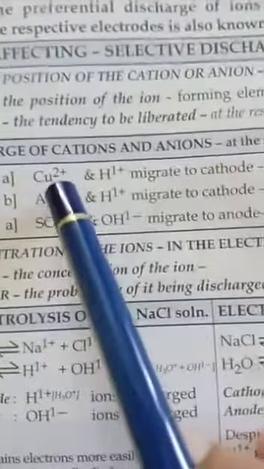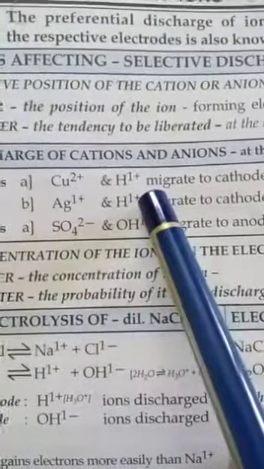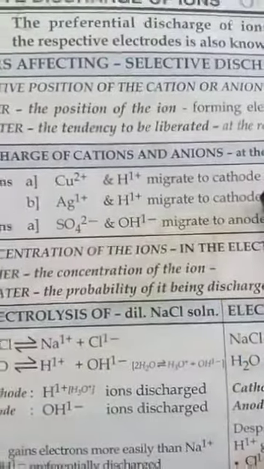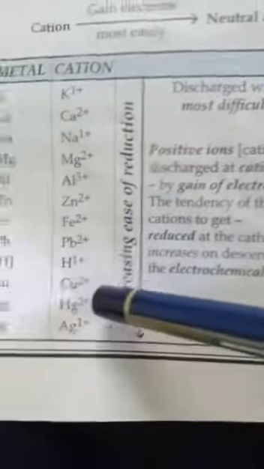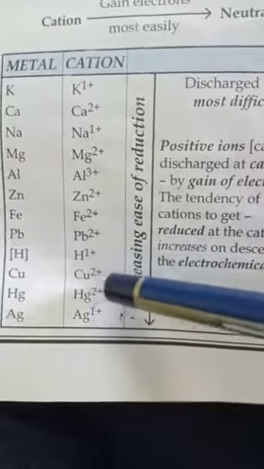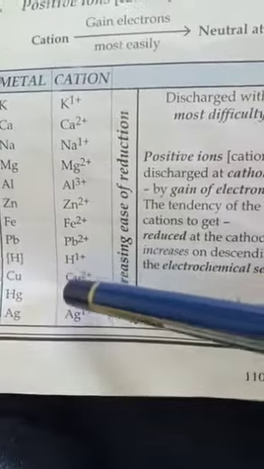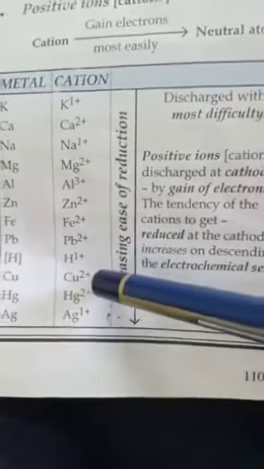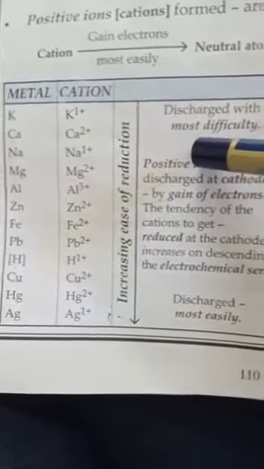Suppose two types of ions, copper ion and hydrogen ion, reach the cathode. So you see the position of copper and hydrogen. Which has the lower position? Copper has a lower position than hydrogen. So copper ion will discharge at the cathode.